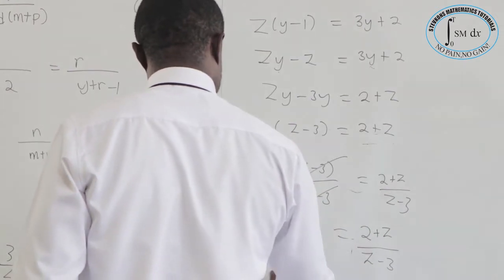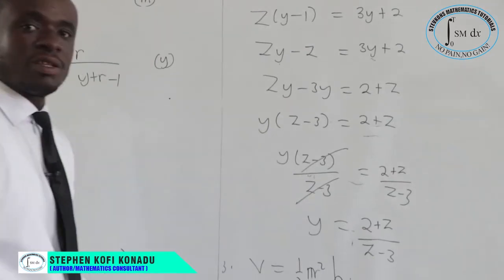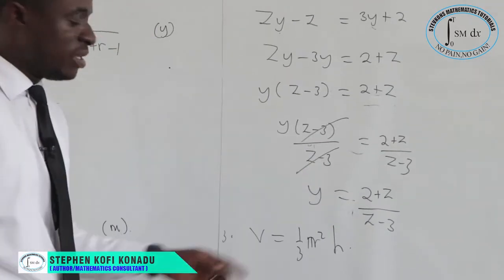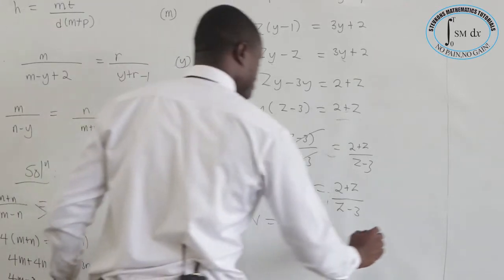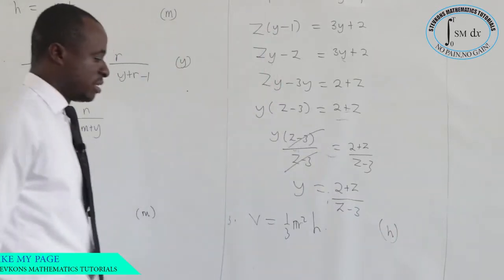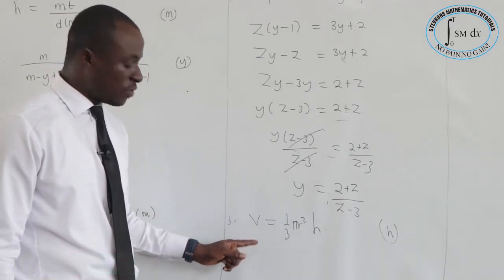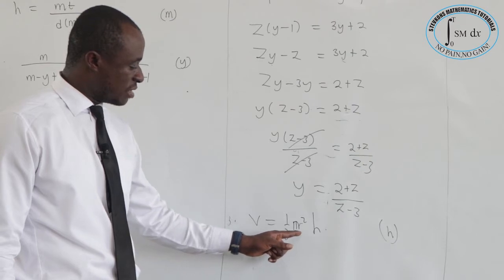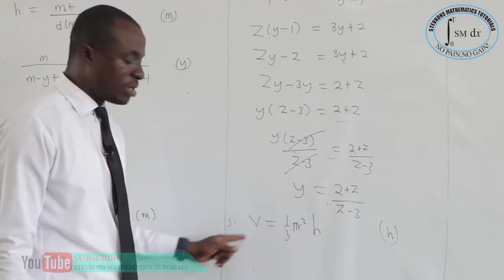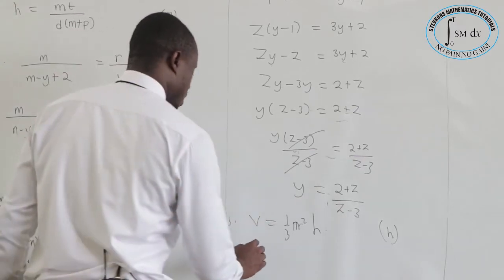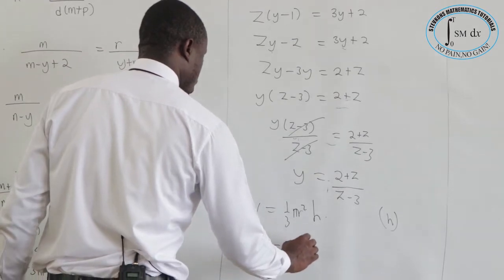Now let's see the third question. We have V = (1/3)πr²h. Now this is the volume of a cone. This is a BECE past question. We want to make h the subject. Now what is the LCM? Here, this we can say that it is over 1. But here, the LCM is 3. So here, all this is over 3, and this one too is over 1. So we can cross multiply. So in this case, we can have 3V = πr²h.